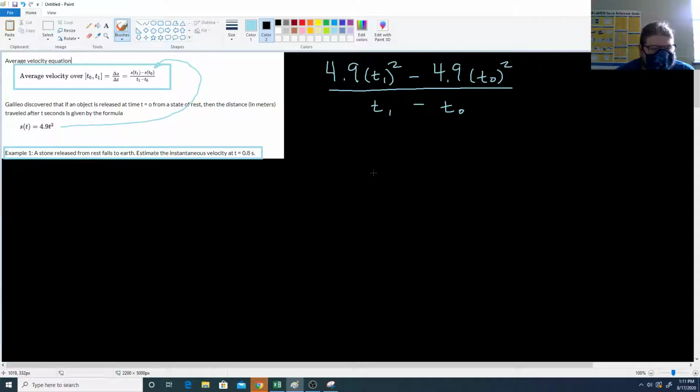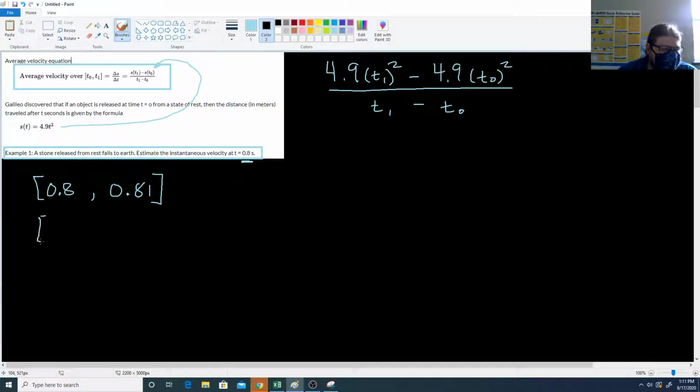So what I'm going to do is look at some intervals. Since we're looking at 0.8 seconds here, I'm going to start my intervals at 0.8 seconds, and let's look at 0.8 seconds out to 0.81 seconds. So that's going to be the average velocity from 0.8 to 0.81. It's the average velocity over 1/100th of a second starting at 0.8. So we start at 0.8, we look 1/100th of a second further, and we find the average velocity over that.